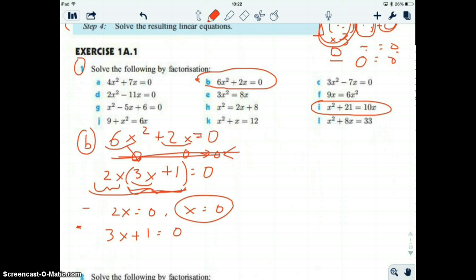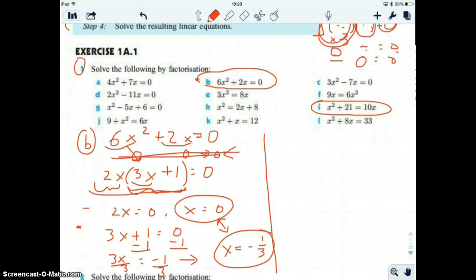Now we're just going to use algebra. We subtract 1 from both sides. And I advise you to always write it out like this so you don't make any mistakes in your head. It's really easy to make mistakes in your head doing algebra. Now you're going to divide both sides by 3. And that'll give you x on the left, and it'll give you negative 1/3 on the right. So those are the two solutions. Okay, that's the answer there.